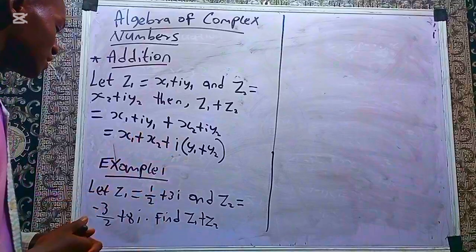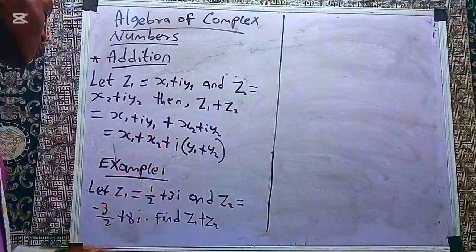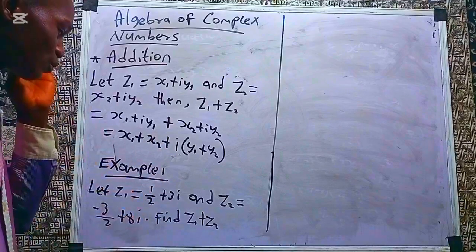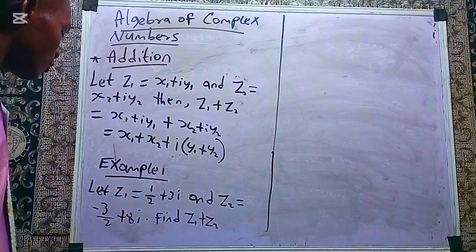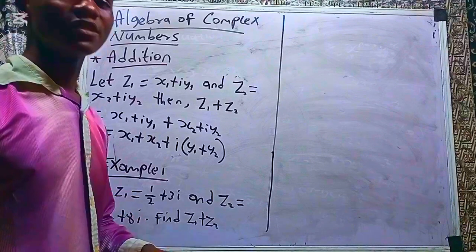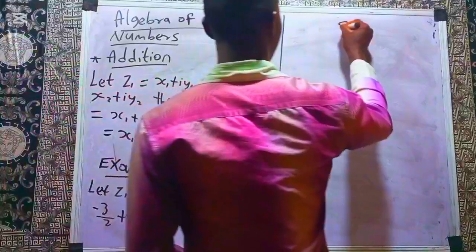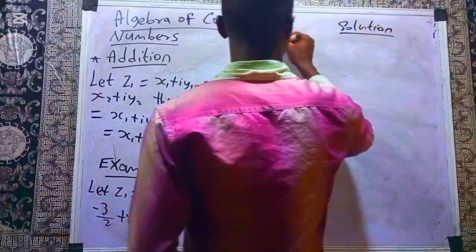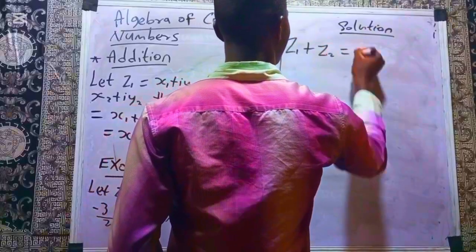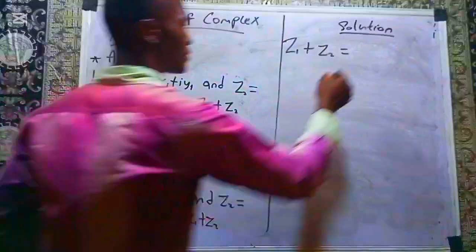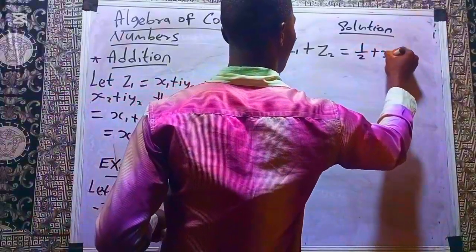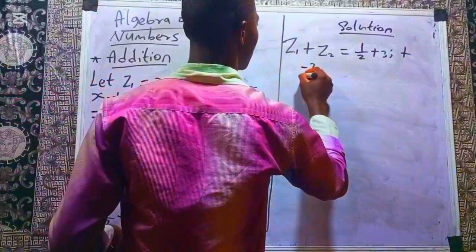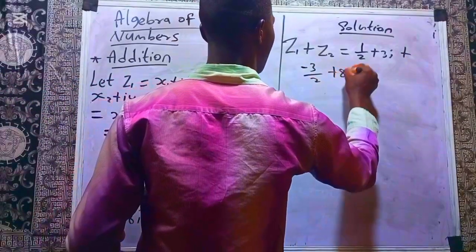So let's see how we can apply this using this question. Let z1 be equal to 1 over 2 plus 3i, and z2 be equal to minus 3 over 2 plus 8i. We want to find z1 plus z2. Quickly, solution. z1 plus z2 will be equal to, what is your z1? Your z1 is 1 over 2 plus 3i plus, what is your z2? Minus 3 over 2 plus 8i.